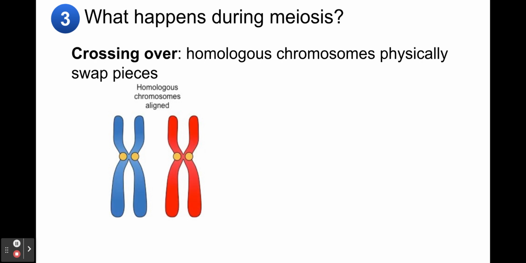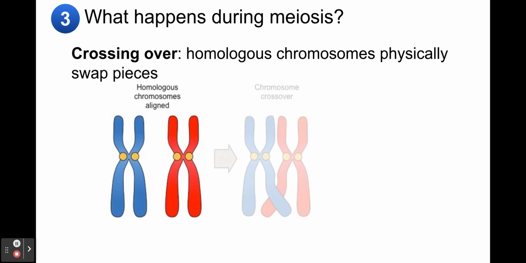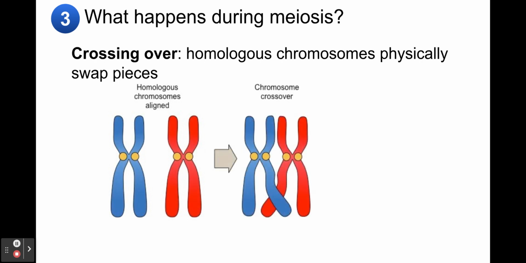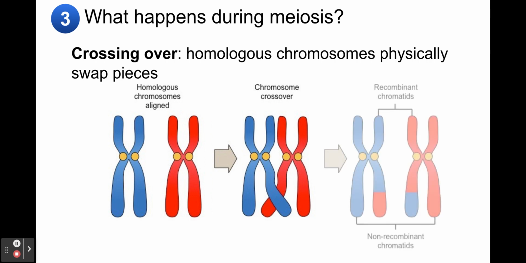We start with our homologous chromosomes aligned, and then they actually pair up next to each other as you've drawn in your notebook. And notice how the blue leg is overlapping over the red leg, and what might happen if they twist a little too tightly? Well, those chunks are actually going to swap sides. And now we've got a blue chromosome that's got a red chunk on the bottom, and a red chromosome that's got a blue chunk on the bottom.